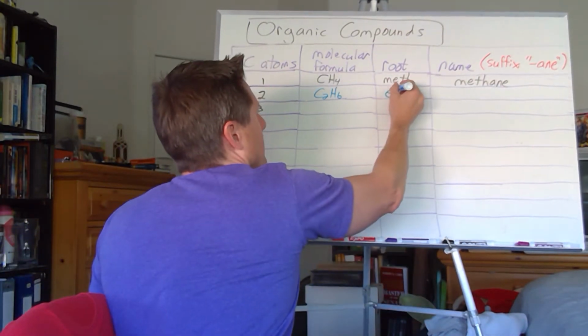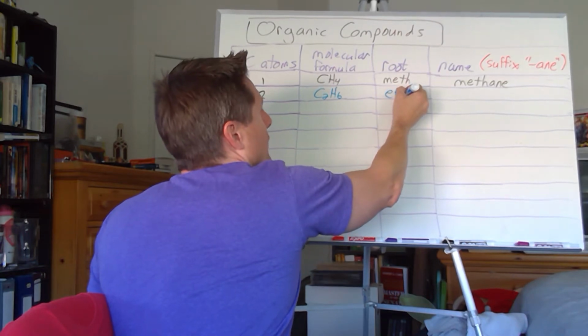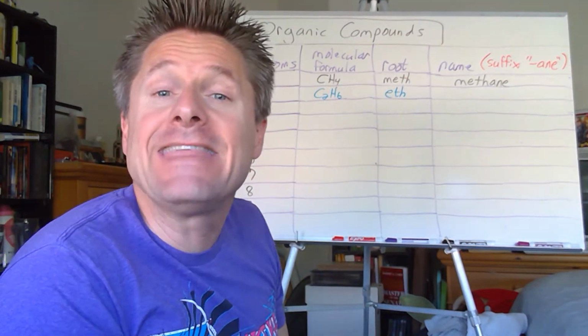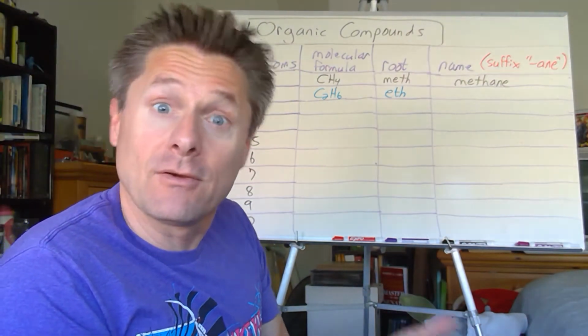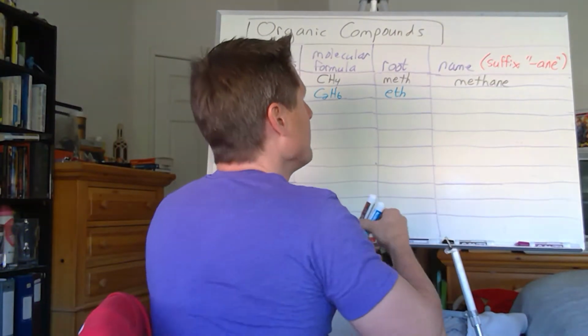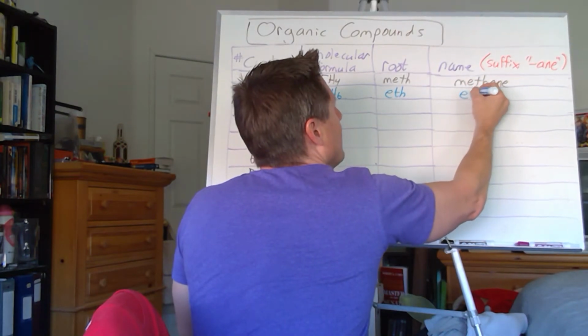eth. So if you hear the term ethane, ethene, ethyne, ethanol, ethanoic acid, you're like, oh, 2 carbon atoms, I see that. So this would be called ethane.